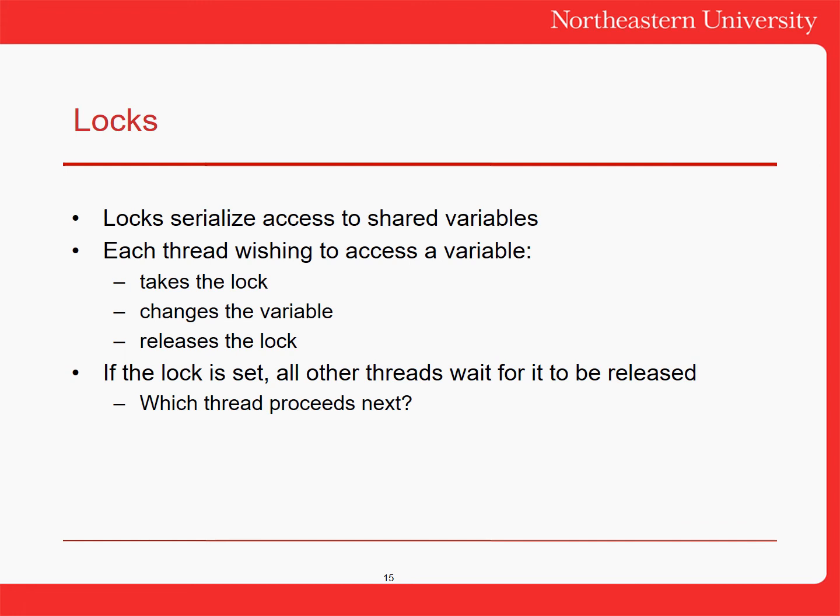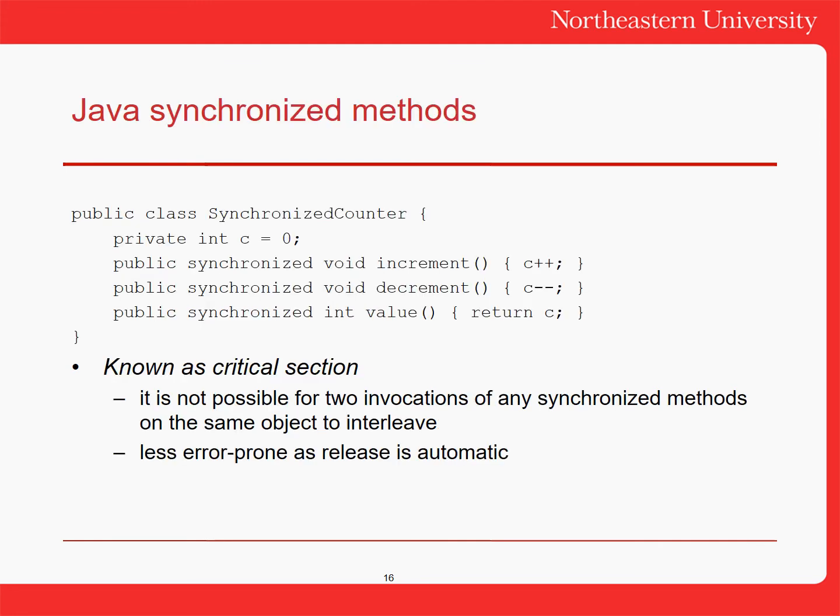Which thread proceeds next, say there's 10 threads waiting on that particular lock, is typically non-deterministic. The scheduler makes that decision. There are sometimes prioritized mechanisms that you can introduce depending on the language and system, but typically it's determined by the scheduler. And so your program should take into account that behavior. In Java, the easiest way to do this is to use synchronized methods, as this example shows. Basically, you just add the synchronized keyword to a method, and this places a lock around the whole method so that it can only be executed by a single thread at a time.